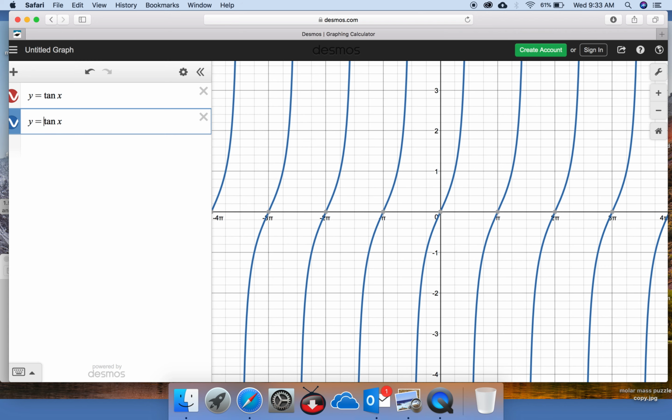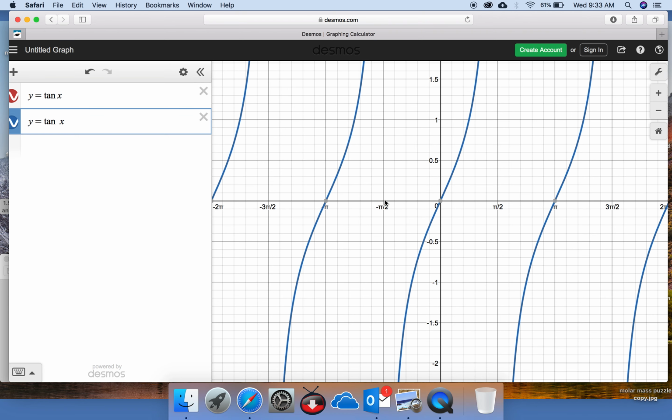If we take a number inside and we do 4, well, let's look at the period of tangent. The period is not 2 pi. Remember, the period is how often does one cycle repeat? Here's one cycle. It's just one of these tangent curves, and it goes from negative pi over 2 to pi over 2, which is a period of pi. So tangent is different in that it has a period of pi and not 2 pi.